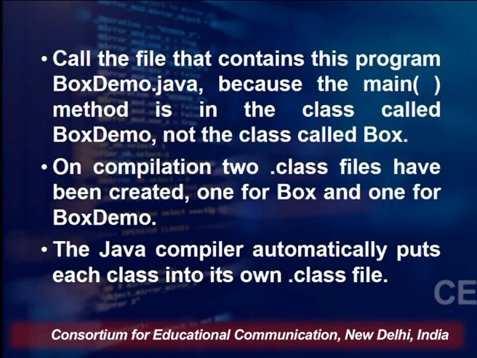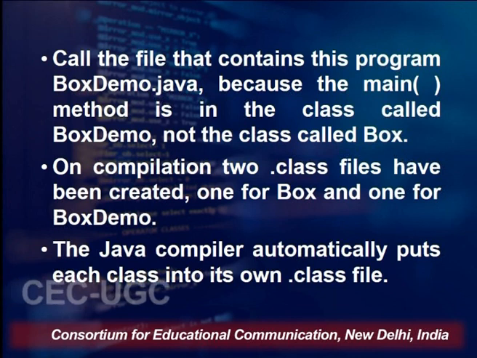Now please notice that this program has two classes. One is the class Box, another one is the class BoxDemo. Let us call the file containing this program boxdemo.java. Why are we naming it boxdemo.java, not box.java? Because the main method is in the class BoxDemo, not the class Box.